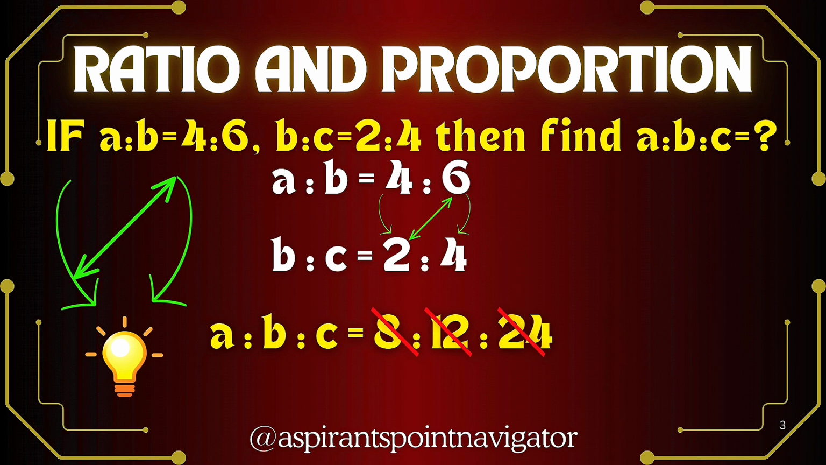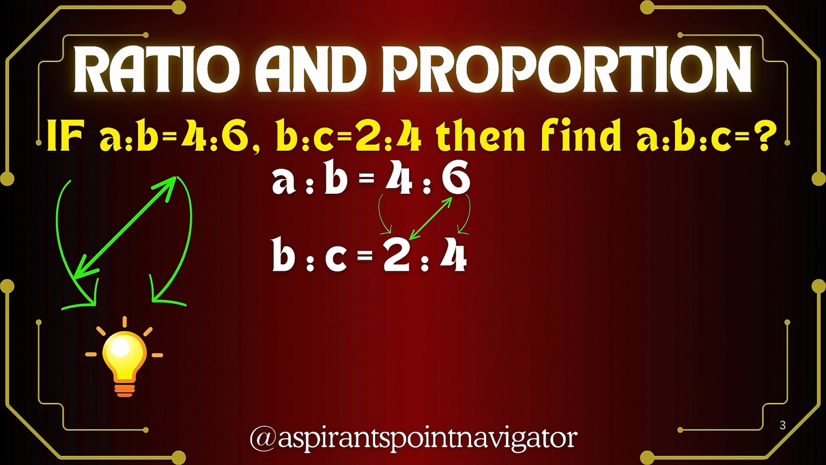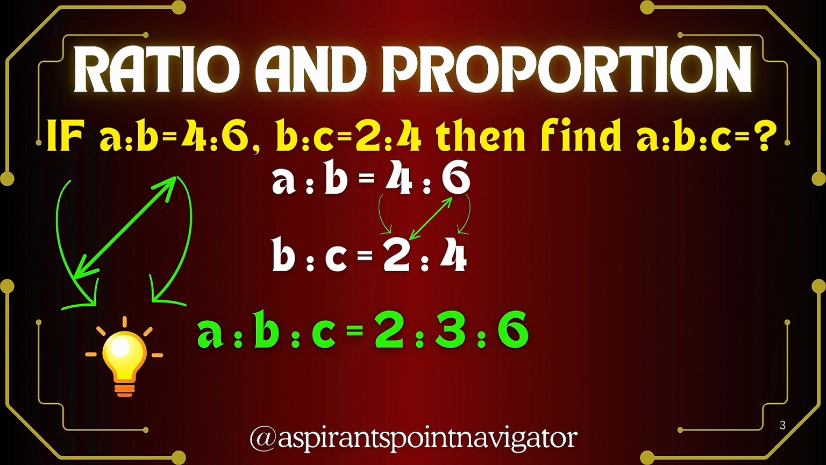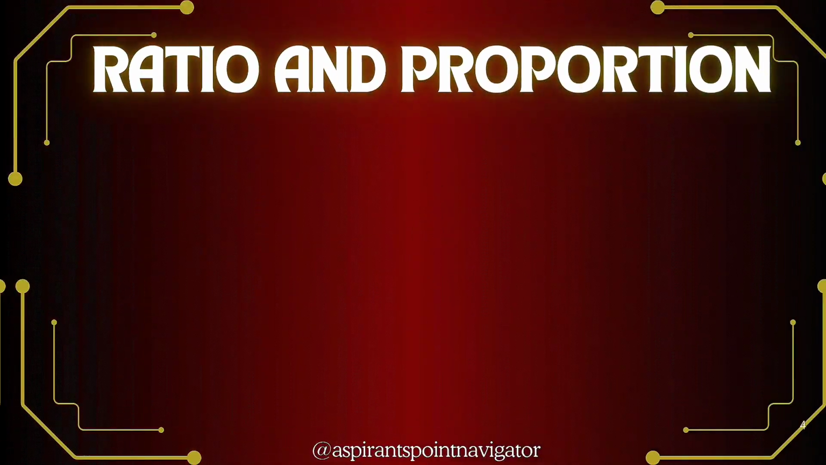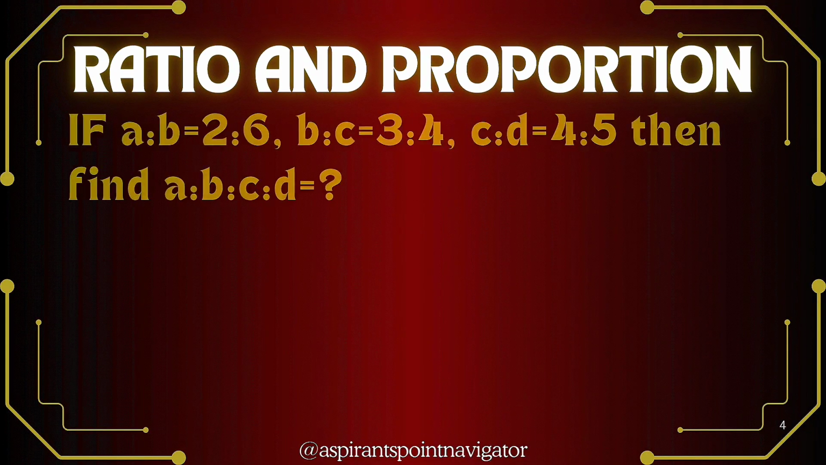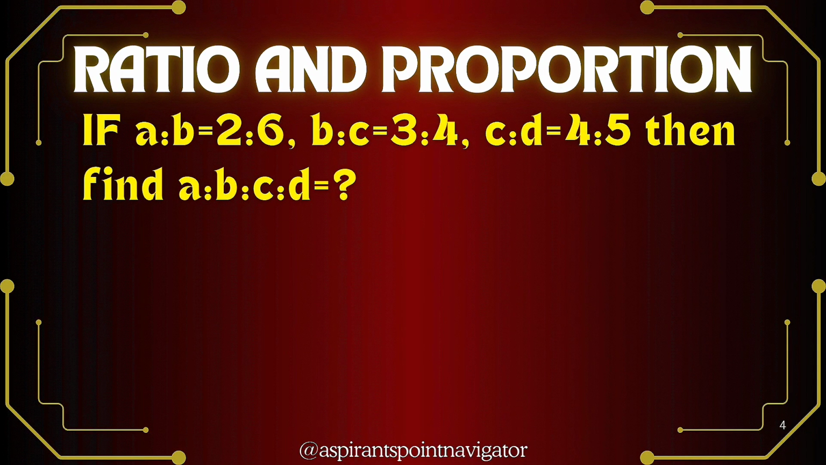Let's simplify this by dividing everything by 4. So the final simplified ratio is a:b:c equals 2:3:6. Now let's tackle a more complex one. If a:b equals 2:6, b:c equals 3:4 and c:d equals 4:5, how do we find a:b:c:d?